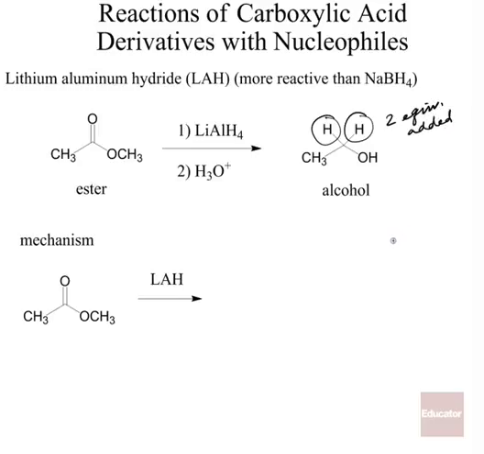So let's see if we can do a mechanism for that. Lithium aluminum hydride is a source of H minus, so we can draw H minus in quotes. And I'm pretty sure the mechanism is going to start as usual. Nucleophile attacks the carbonyl.